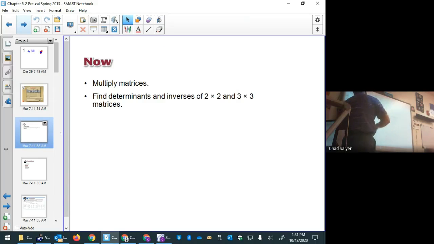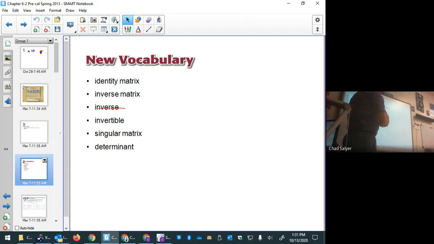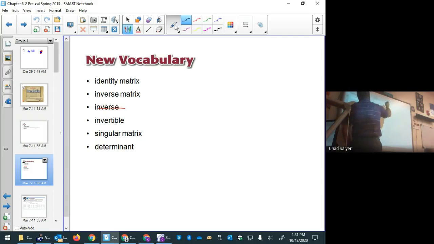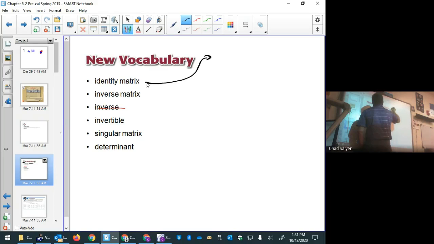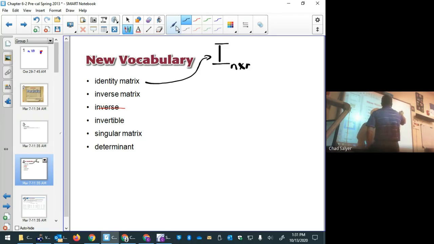We're going to learn to multiply matrices and find determinants and use those determinants to find the inverses. First of all, definition, identity matrix. This is a matrix of dimension n by n, so it's a square matrix. It's usually capital letter I, and again, it's always an n by n, so it is a square matrix.